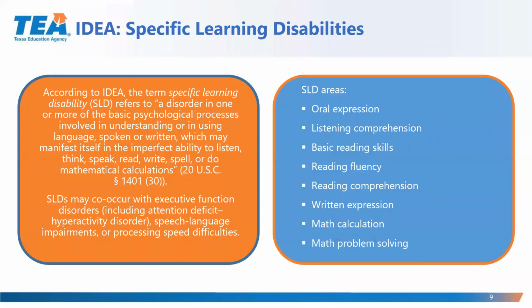IDEA defines specific learning disabilities as a disorder in one or more of the basic psychological processes involved in understanding or in using language, spoken or written, which may manifest itself in the imperfect ability to listen, think, speak, read, write, spell, or do mathematical calculations. Specific learning disabilities, or SLDs, can co-occur with executive function disorders, including ADHD, speech and language impairments, or processing disorders. An SLD can impact oral expression, listening comprehension, basic reading and fluency or comprehension, written expression, and math calculation and problem solving.